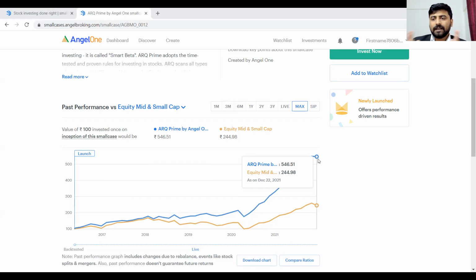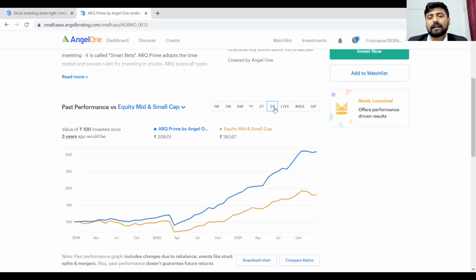So this is what we mean by comparing performances. So what if you wish to compare the smallcase's performance versus the index in the last 3 years, 2 years, or any specific time frame that you have in mind? If you wish to compare the smallcase performance with the index for the last 3 years, what you will have to do is come down to the 3 years section over here and click on it.